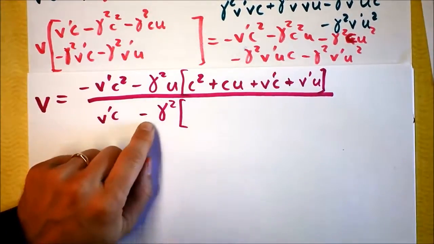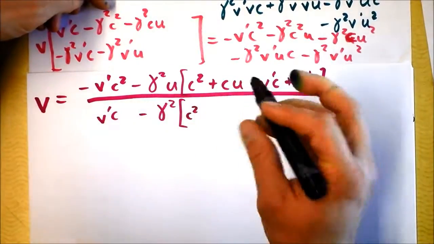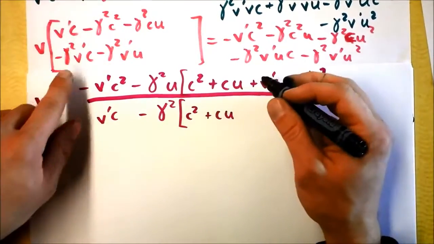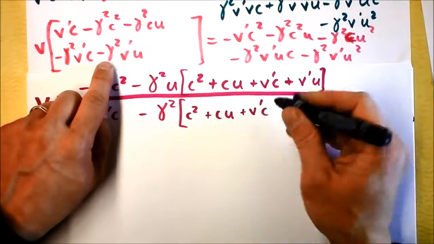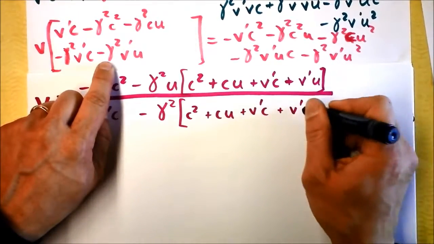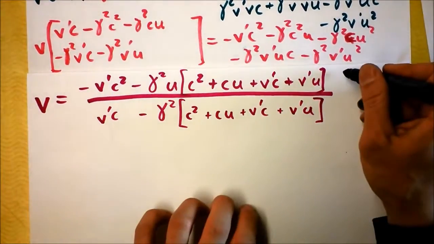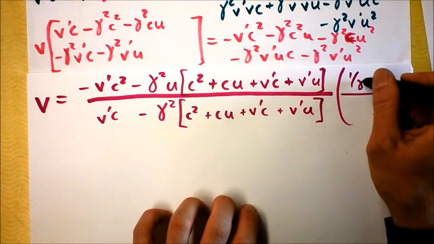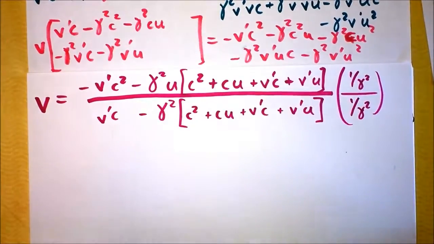Okay, whatever. Factoring out a negative gamma squared, we get c squared, and then we get a plus c times u, and then this one is plus v prime times c, and then this one is a plus v prime times u. Wow, neat. Now, I'm going to multiply this by 1, which is always my prerogative when I am doing anything in math ever, and I'm going to write 1 as 1 over gamma squared over 1 over gamma squared, because I don't like those gammas just sitting around over there. I just don't like them.